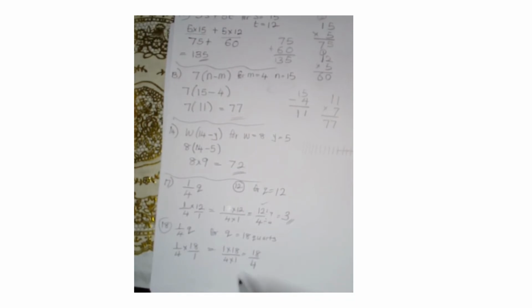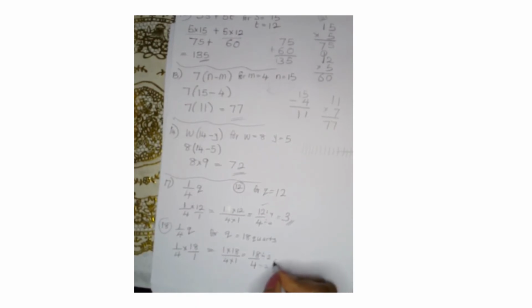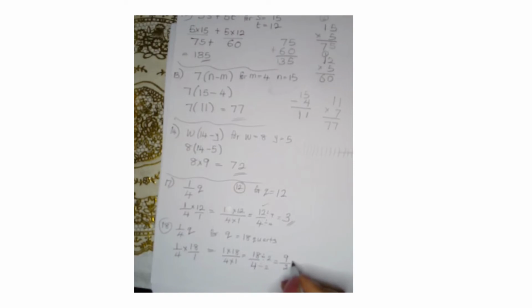Is there any one number that can divide this and this? Maybe we should use 2. We'll see. 18 divided by 2 is 9. 4 divided by 2 is going to give you 2. So we're going to leave it like this. Cups.